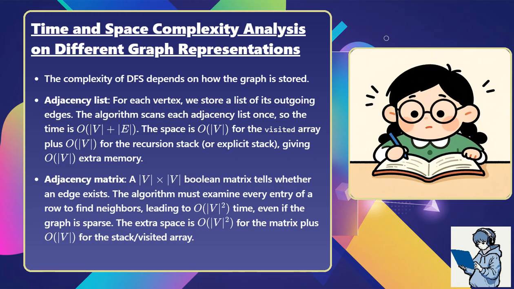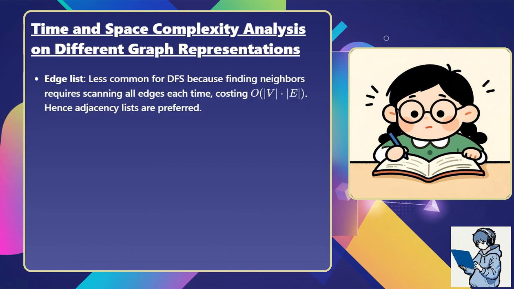The algorithm must examine every entry of a row to find neighbors, leading to big O of V squared time, even if the graph is sparse. The extra space is big O of V squared for the matrix plus big O of V for the stack or visited array. Edge list: less common for depth-first search because finding neighbors requires scanning all edges each time, costing big O of V times E, hence adjacency lists are preferred.